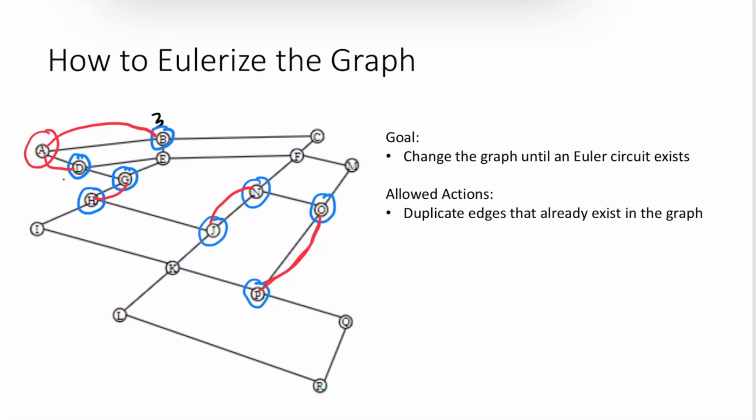And so that's the process for Eulerizing a graph: you identify what all of the problem vertices are, or the ones that have an odd degree, because an odd degree vertex will make it so that there isn't an Euler circuit in the graph, and you duplicate edges until all of them have an even degree.